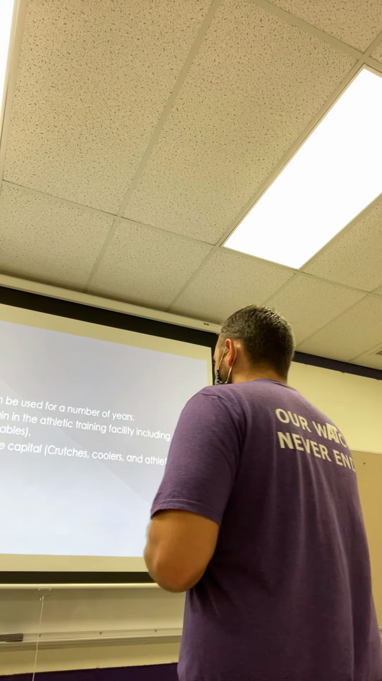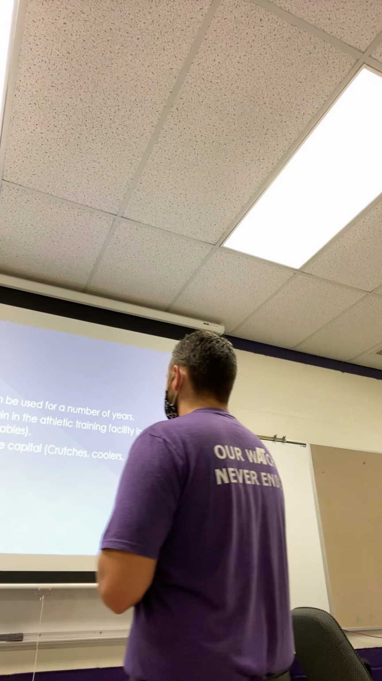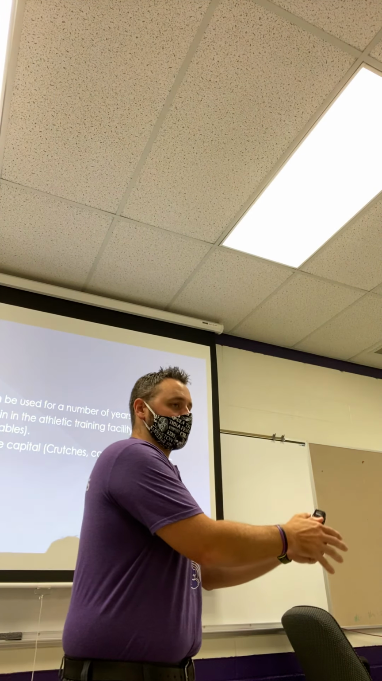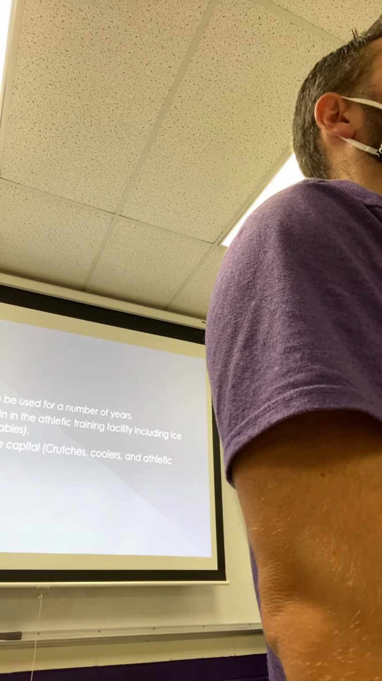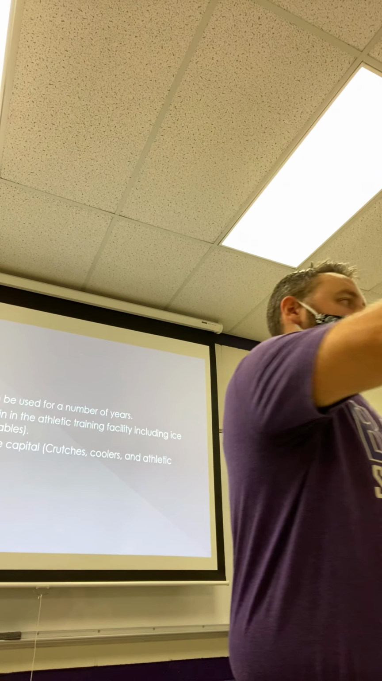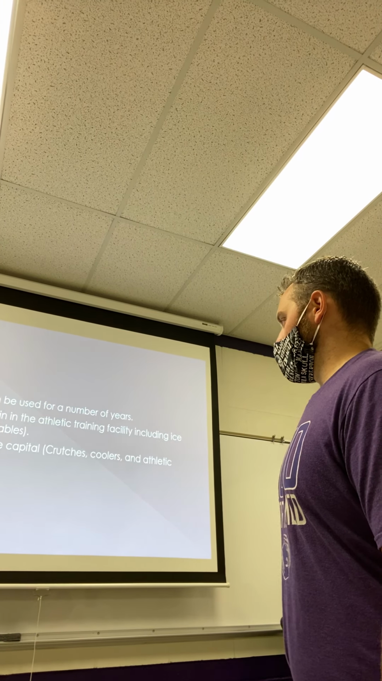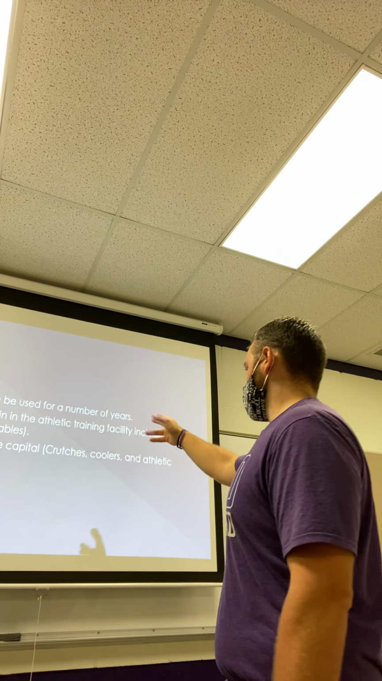Okay? Capital is what remains in the athletic training facility, including ice machines and tables. So we talked about it's a non-expendable item. It's a capital item. So we can talk about it as being a capital item, because it's things you buy once, you shouldn't have to buy again for several years. Okay? And then consumable capital, or non-consumable capital, would be crutches, coolers, athletic training kits, stuff like that.